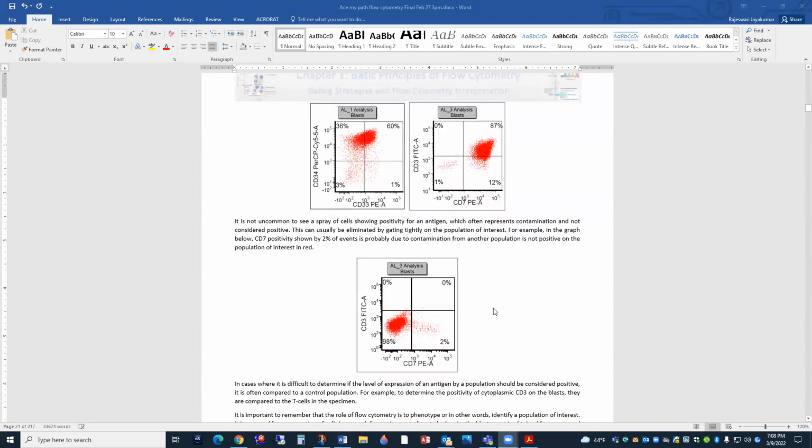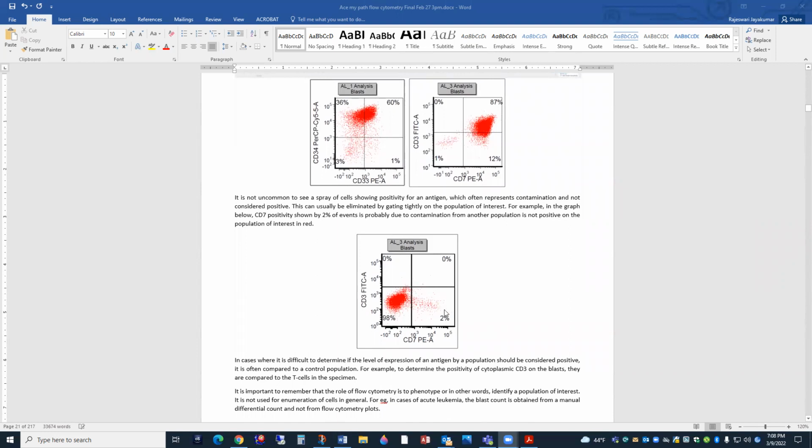Many times you will see a spray of cells going into the other gate, and you have to be very cautious about it. Sometimes it could just be contamination from the neighboring gate. For example, in the blast gate, you can have cells creeping in from the lymphoid gate, like the large NK cells. So they'll be positive for CD7, negative for CD3. They can sometimes creep into your blast gate. So you need to be very cautious of that population, but sometimes they can be a separate blast population, or sometimes it could even mean aberrant expression.